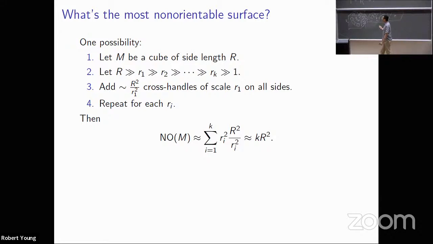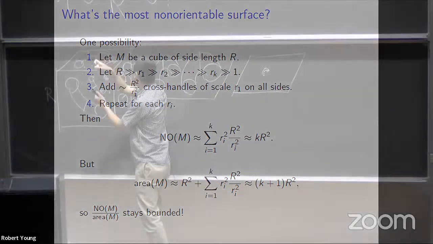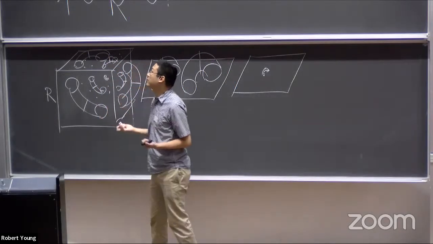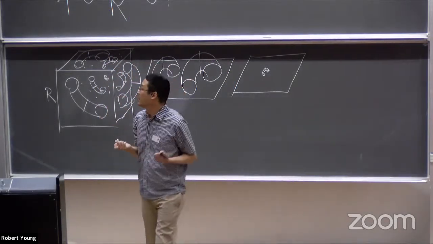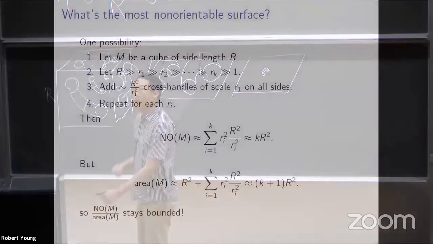But the ratio of the non-orientability to the area stays bounded, because every time we add a cross handle, it adds to the area. Adding the cross handles at scale ri adds about r squared to the area of the surface. And so you have maybe the area of the original cube plus the area coming from each of the k scales. You have roughly k plus 1 times r squared total area. And the ratio between the non-orientability and the area stays bounded.